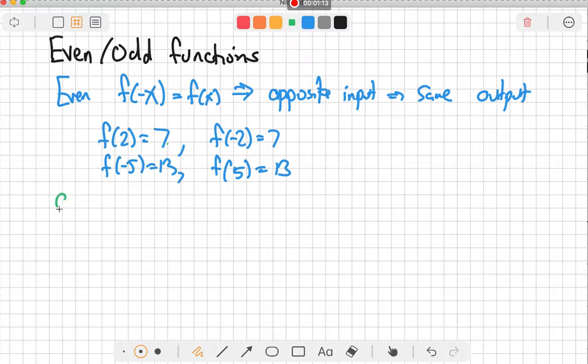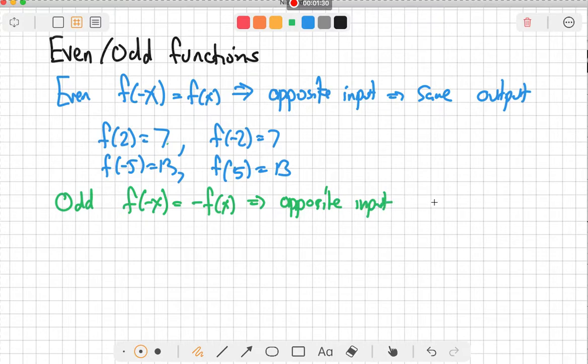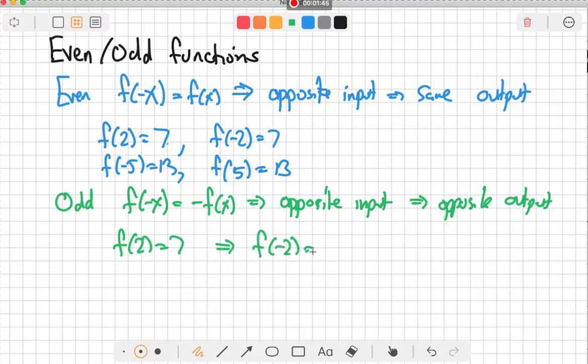When we're talking about an odd function, if I say f of negative x, I'm going to get the opposite, or I'm going to get a negative f of x. In other words, the opposite input gives the opposite output. So if I had f of 2 equals 7, then f of the opposite of 2 would be the opposite of 7. F of negative 2 is negative 7.